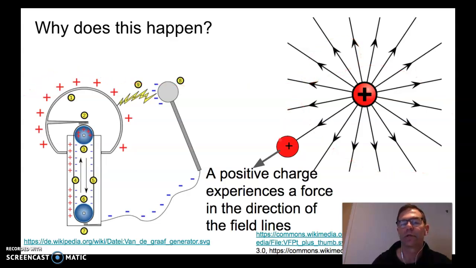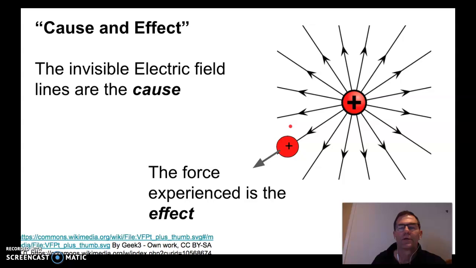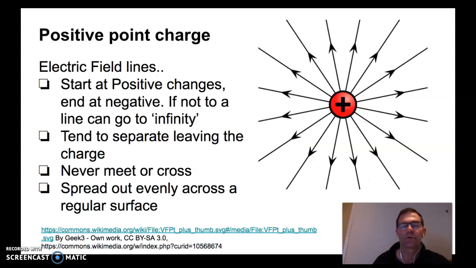So I've got this drawn here, and the key thing is that if you put a positive charge in that electric field, it experiences a force in the direction of the field lines. So often think of this in terms of cause and effect. The field lines here are invisible. You don't see those around the Van de Graaff generator, but you do see the force when something that's got the same charge is pushed off in the direction of these field lines. It's the field lines as the cause, but the force is the effect of the field lines. So let's just have a look at how you would be drawing these electric field lines.